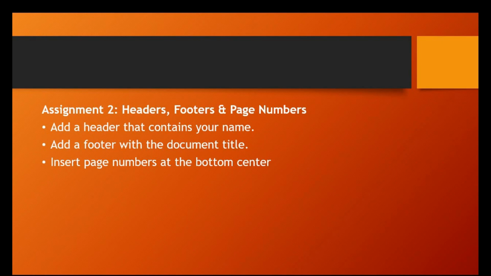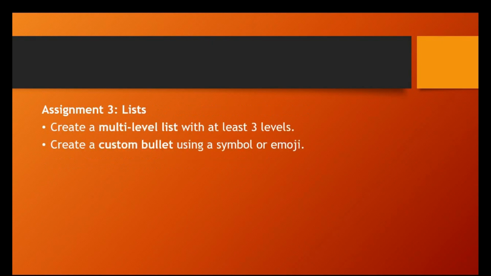Assignment 2. Applying headers, footers, and page numbers. Add a header that contains your name. Add a footer with the document title, and then insert page numbers at the bottom center. Assignment 3. Create a multi-level list with at least 3 levels. Create a custom bullet using a symbol or emoji.